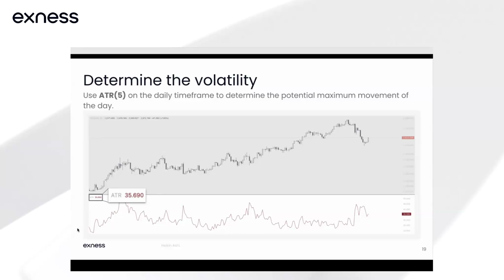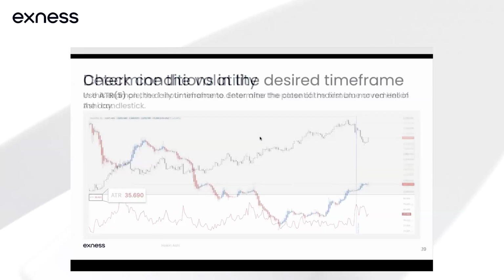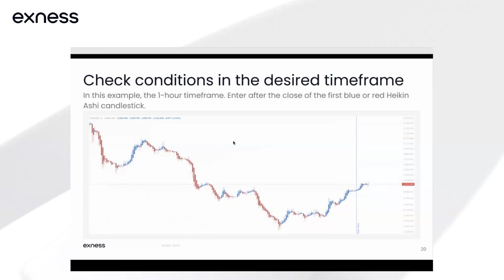Okay, so once we have determined volatility, let's move on to checking the conditions in the desired time frame. In this example, we just covered the daily time frame. Now we're moving on to the 1 hour time frame, and we're looking at entering after the close of the first bullish candlestick. You can see here on the 1 hour, this is after the daily close.